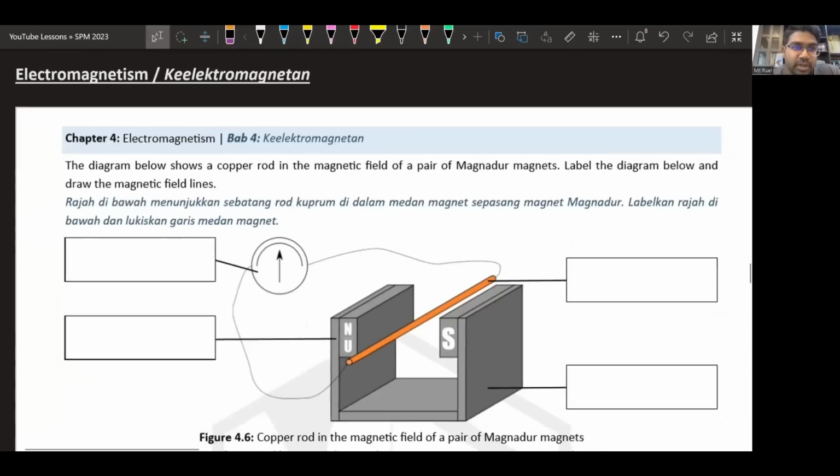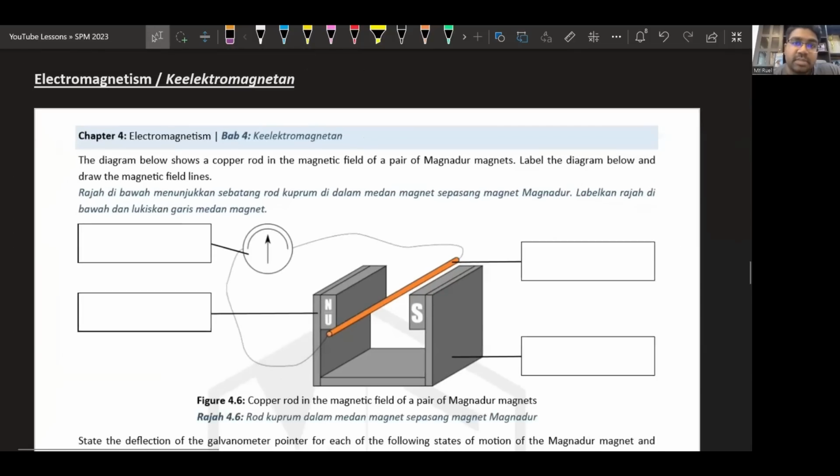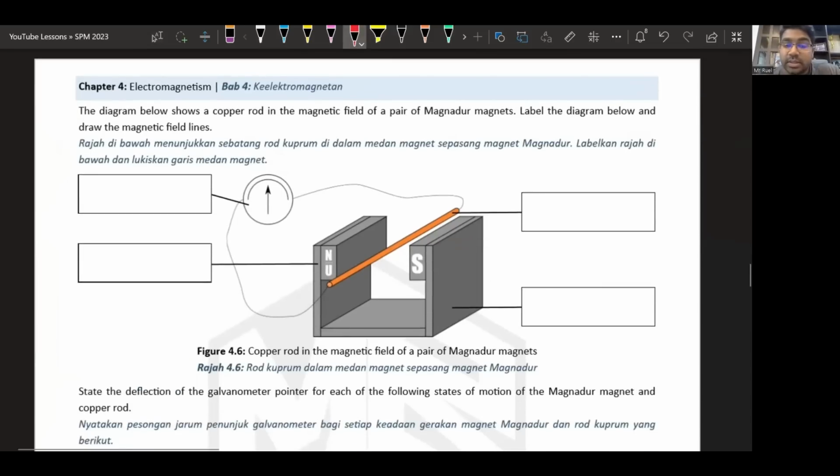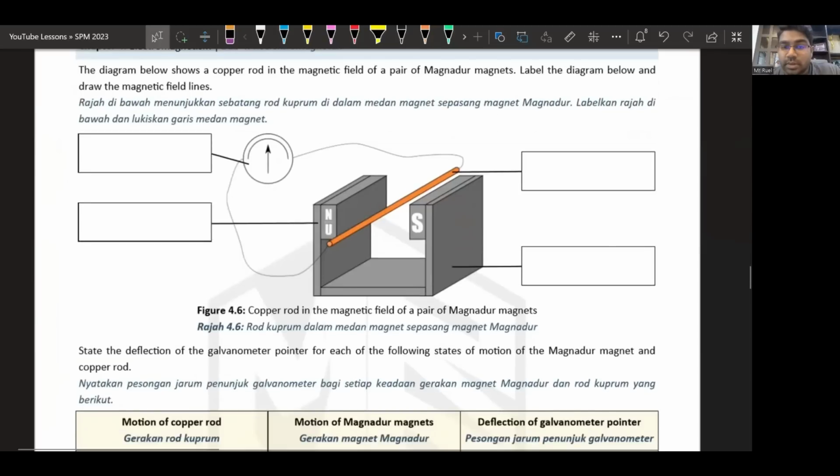Now let's go on to the next topic, electromagnetism. This is another big topic that came out a lot for this year's trials. We're not going to fill this in; you should already know. This is your magnet holder, the C-shaped core. Then we have the permanent magnets here, and then we have the conductor, and then the galvanometer.